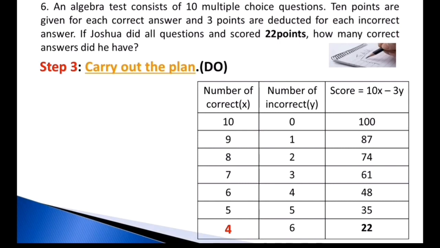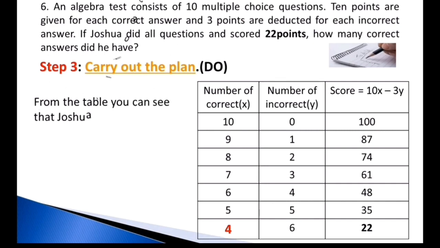The same as here, if we have 5. 5 times 10, 50. 5 times 3, 15. 50 minus 15 is 35. And lastly, we have 4 times 10 is 40. 3 times 6 is 18. 40 minus 18 is 22. Then we're able to get the 22 points. That is how we are able to have the right answer.